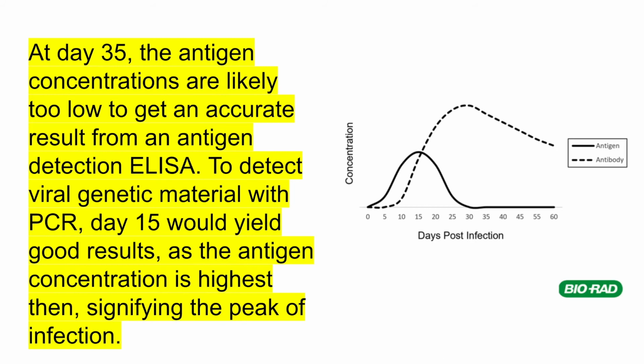So at day 35, the antigen concentrations are likely too low to get an accurate result from an antigen detection ELISA. To detect viral genetic materials with PCR, day 15 would yield good results as the antigen concentration is highest then, signifying the peak of infection. At this point, it would be most likely that we would be able to replicate the viral genetic material using PCR.